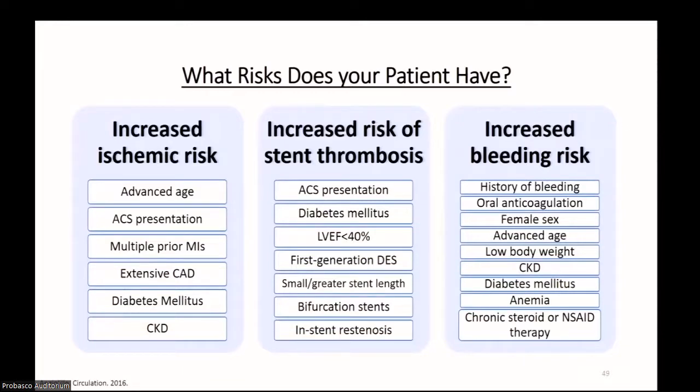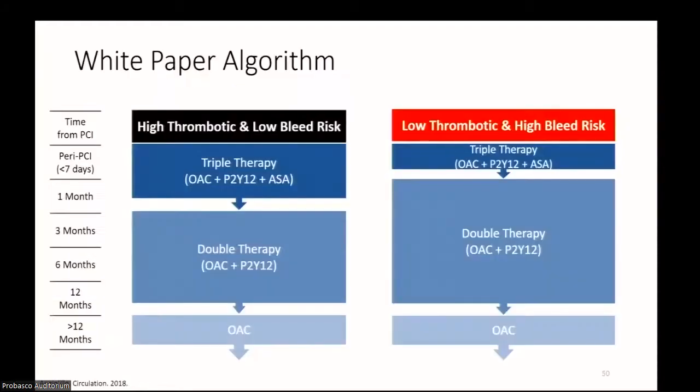And so these are the risks from the white papers. They weren't changed in the update. They're from the original 2016 version, but this is something that you could use to decide, is my patient more at an increased risk of an ischemic event or stent thrombosis, or do they lean more towards an increased bleeding risk? And so that 2018 paper provides this treatment algorithm.